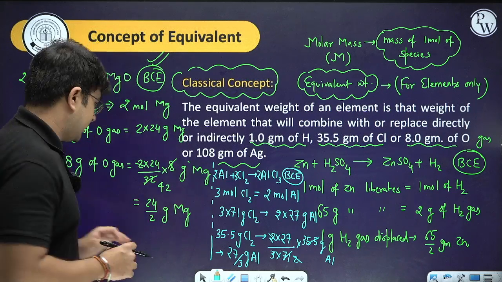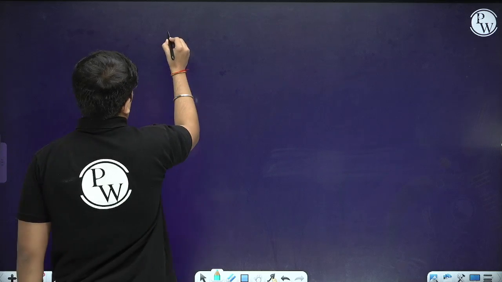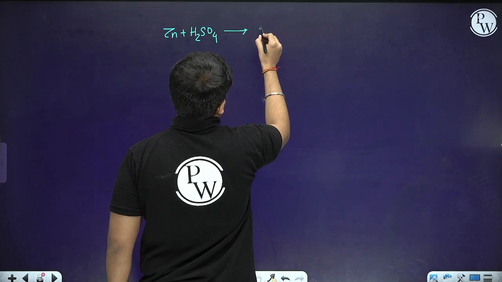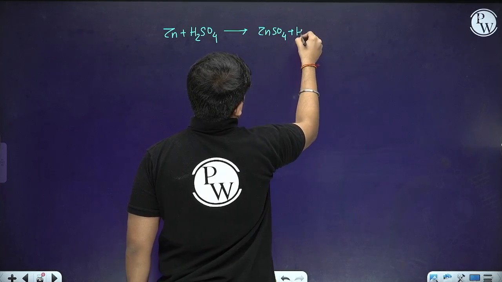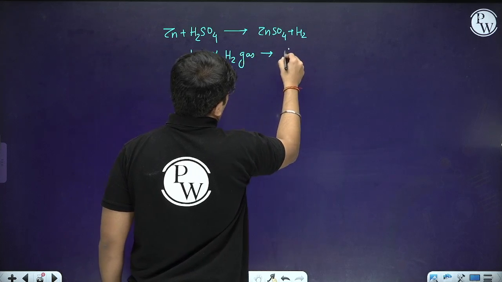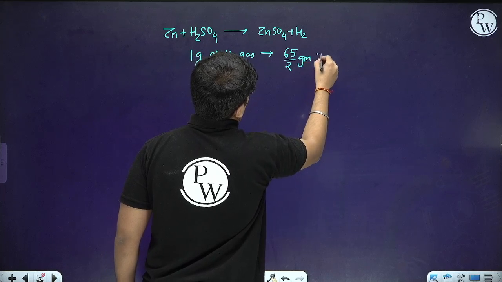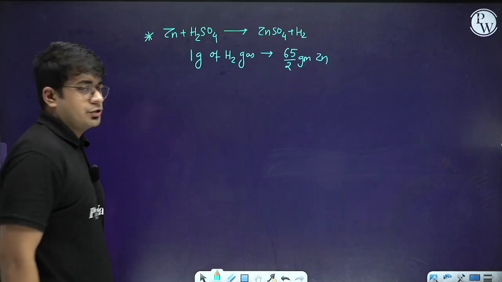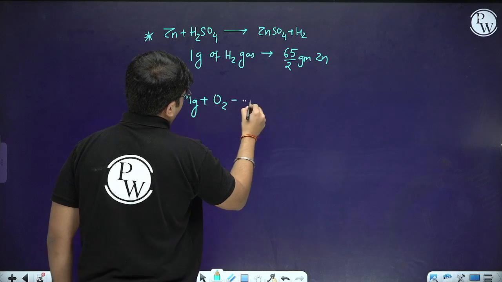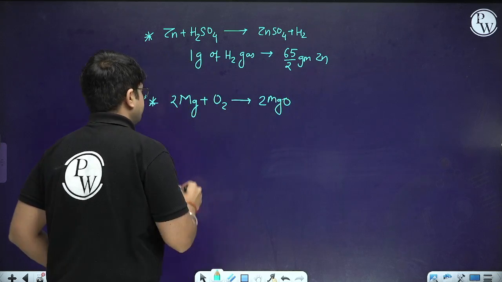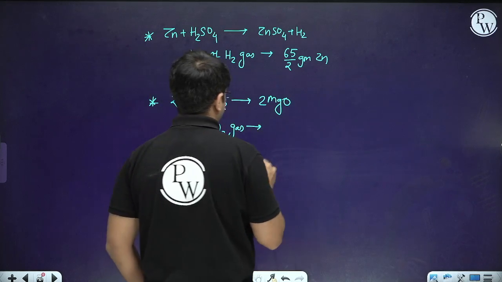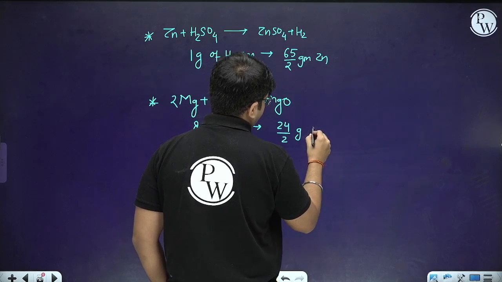Now what I'm trying to say in this particular case, if you see that I'm using the reaction of Zn plus H2SO4 gives us ZnSO4 plus H2. For 1 gram of hydrogen gas, it requires 65 by 2 gram of zinc according to definition. In second reaction, which is 2Mg plus O2 gives us 2MgO, 8 gram of oxygen gas will require 24 divided by 2 gram magnesium.